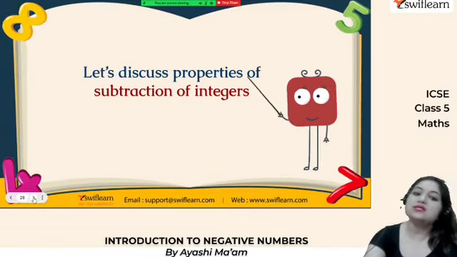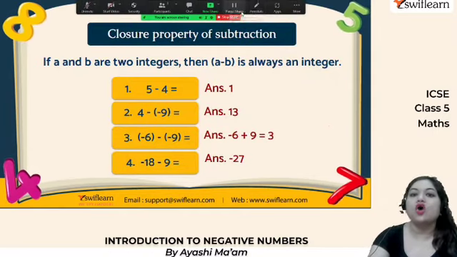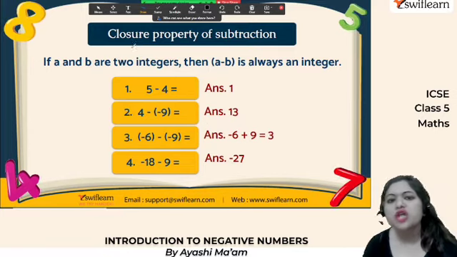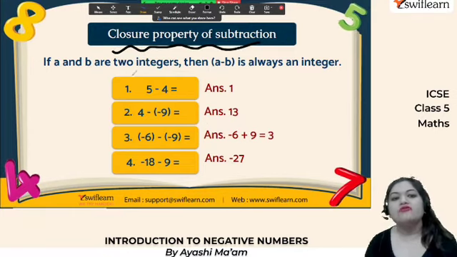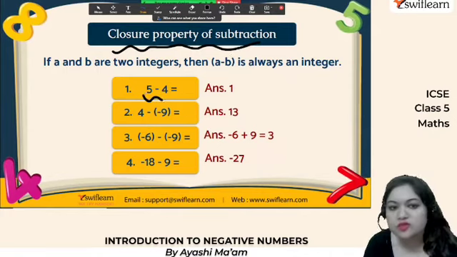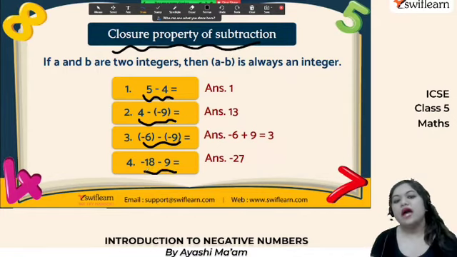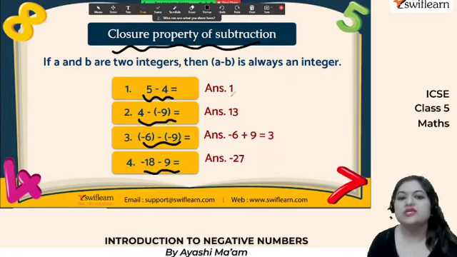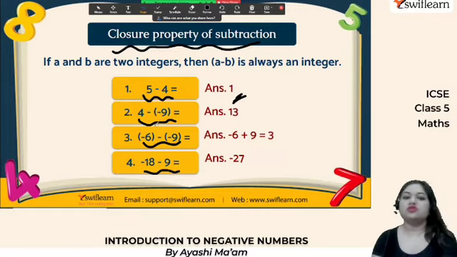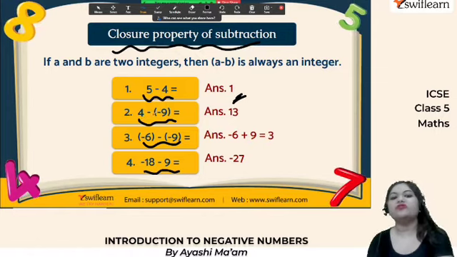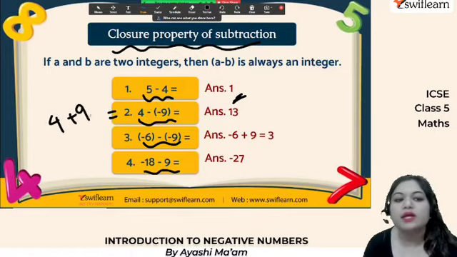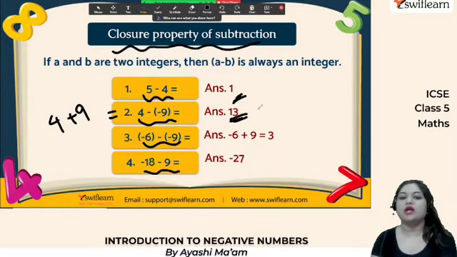Now let's discuss some properties of subtraction of integers. Coming to subtraction, the closure property of subtraction: if a and b are two integers, a minus b is always an integer. So if you subtract any two integers, the answer is always going to be an integer. See, 5 minus 4 is 1, an integer. 4 minus of minus 1, here they have subtracted a negative number from a positive number. Then also what will happen? Minus minus will become plus. So 4 plus 9 is becoming 13.